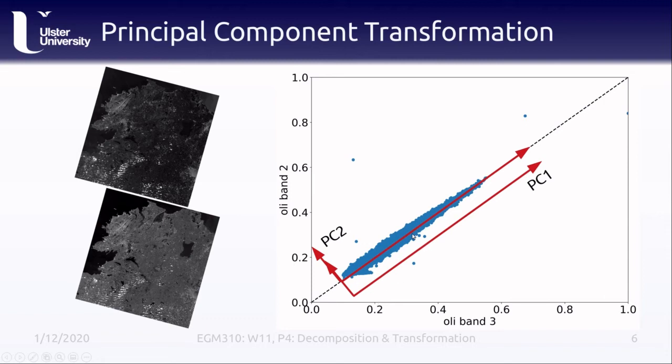This is a little bit of a toy example. We normally are doing this with all of the bands of a multispectral image, but doing this with 6 or 7 bands is very difficult to visualize on a computer screen.